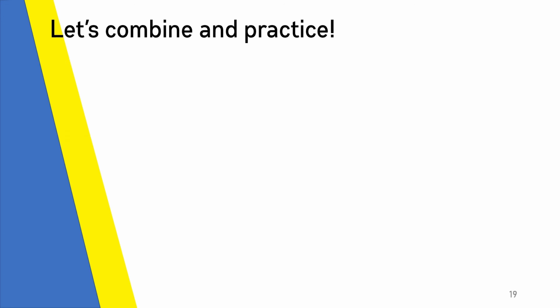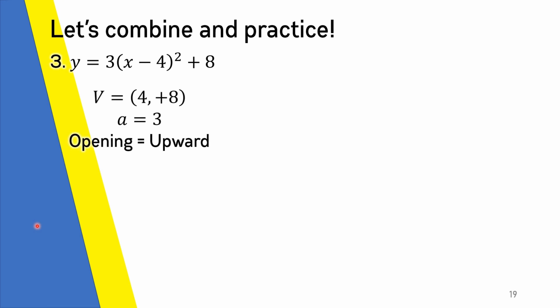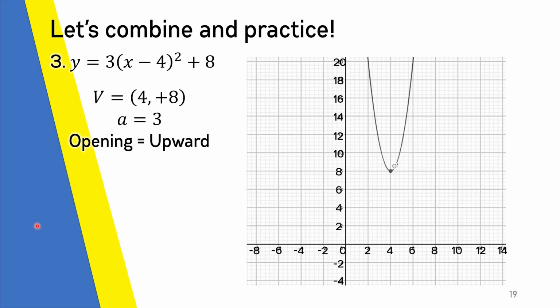So okay, let's proceed with our third example. We have here y is equal to 3 times x minus 4 squared plus 8. So the vertex here is 4 and positive 8. And then the value of a is 3 and a is positive, therefore the opening is upward. So here's the graph of the function. You have here 4, 8 as our vertex, and the opening of the graph is upward. So this concludes everything for this day.